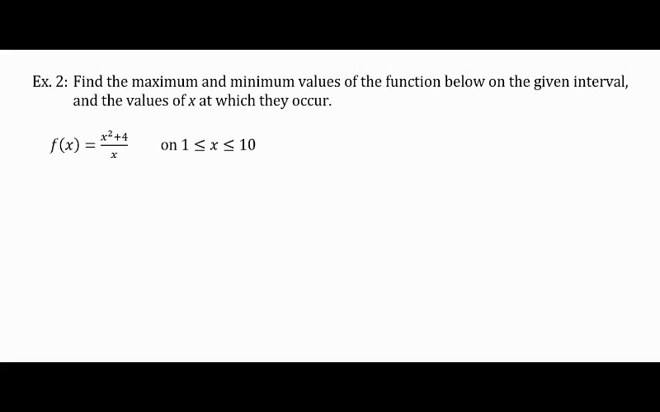First thing I'm going to make a note to myself of is this has a vertical asymptote at x equals 0. It's not a sketch, so I'm not worried about all the other stuff. So maximum and minimum are the critical values. Critical values occur when f prime equals 0 or does not exist. So we want to find f prime.